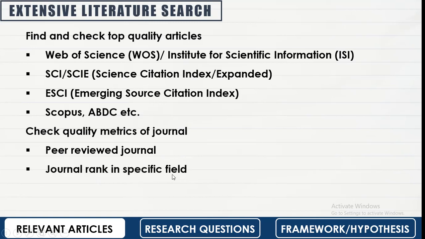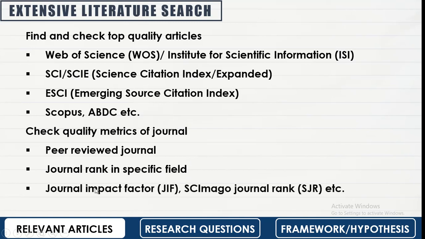Then there is the journal rank in a specific field. Say there are 50 journals in the business field. What is the ranking of your journal among those 50 journals? The ranking is also important. The journal impact factor, that means the number of citations the papers or the journal receive, is also important. And you can also check your journal in the SCImago Journal Rank.